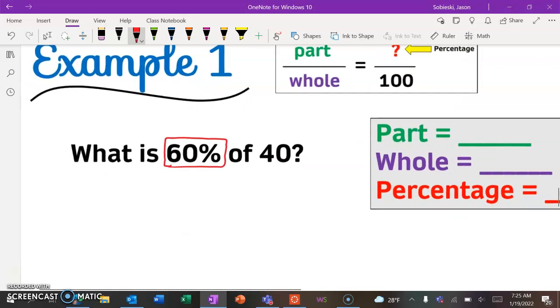We need to think, do we know the part or do we know the whole? They want us to find what is 60%, right? What is the piece, the 60% piece? So that's going to be the part. That's what we're looking for. And we know that the whole has to be 40.